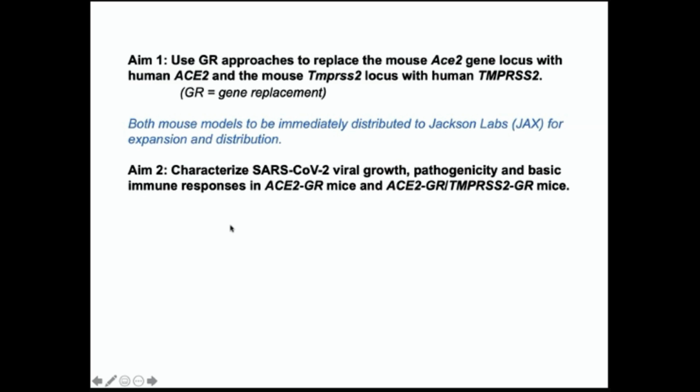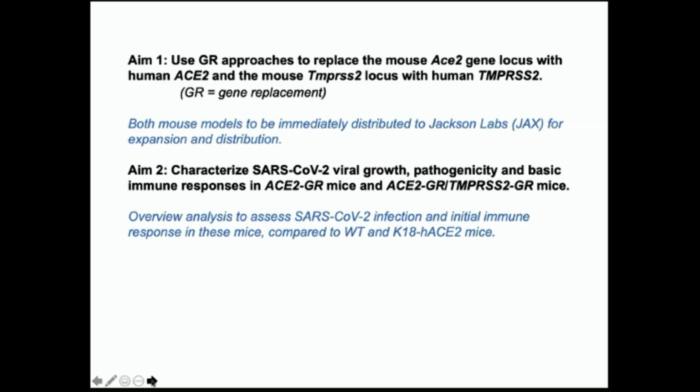Then we wanted to characterize SARS-CoV-2 viral growth, pathogenicity, and basic elements of the immune response in these mice, with a special focus on the ACE2 gene replacement and the double gene replacement mice. That's just to give an initial overview of the capability of these animals to be infected with the virus and compare this to the K18 human ACE2 mice, which at the time we sent in the proposal was one of the very few alternative options for looking at mouse models of SARS-CoV-2 infection.